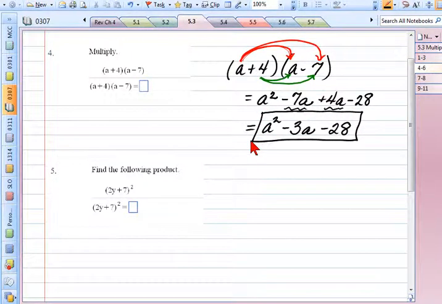So I multiplied a binomial times a binomial, and I got a trinomial. That won't always happen. It happens a lot, though. So I use the distributive property.